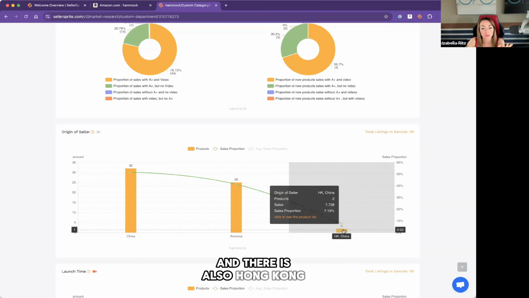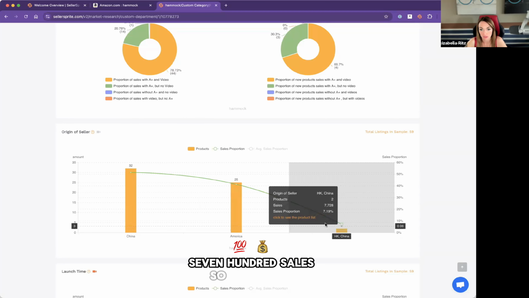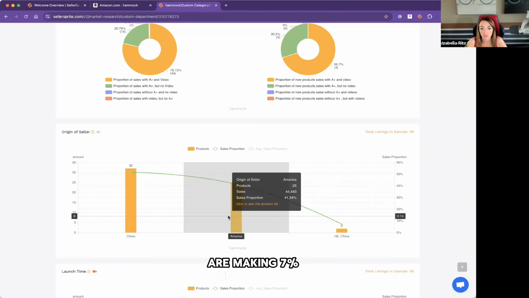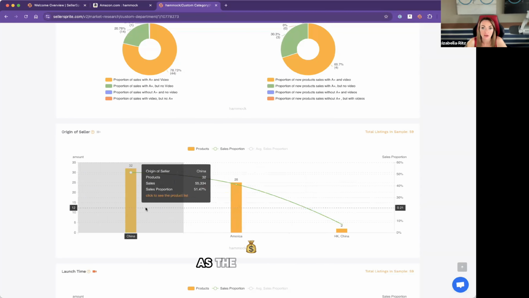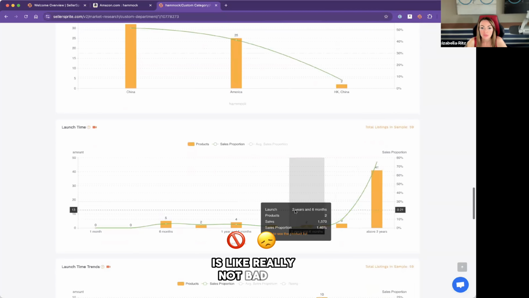And there is also Hong Kong, which is just 2 products, and they are making 7,700 sales. So these guys are making 7% of sales as the aggregate of sales, which is really not bad.